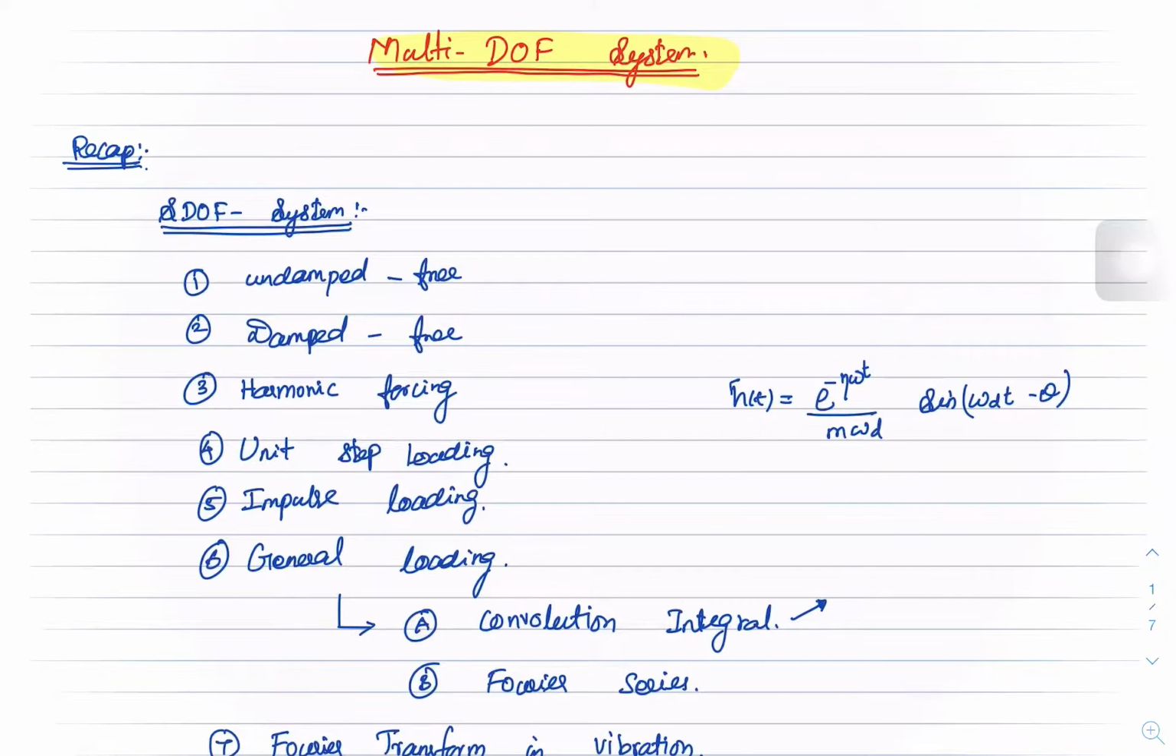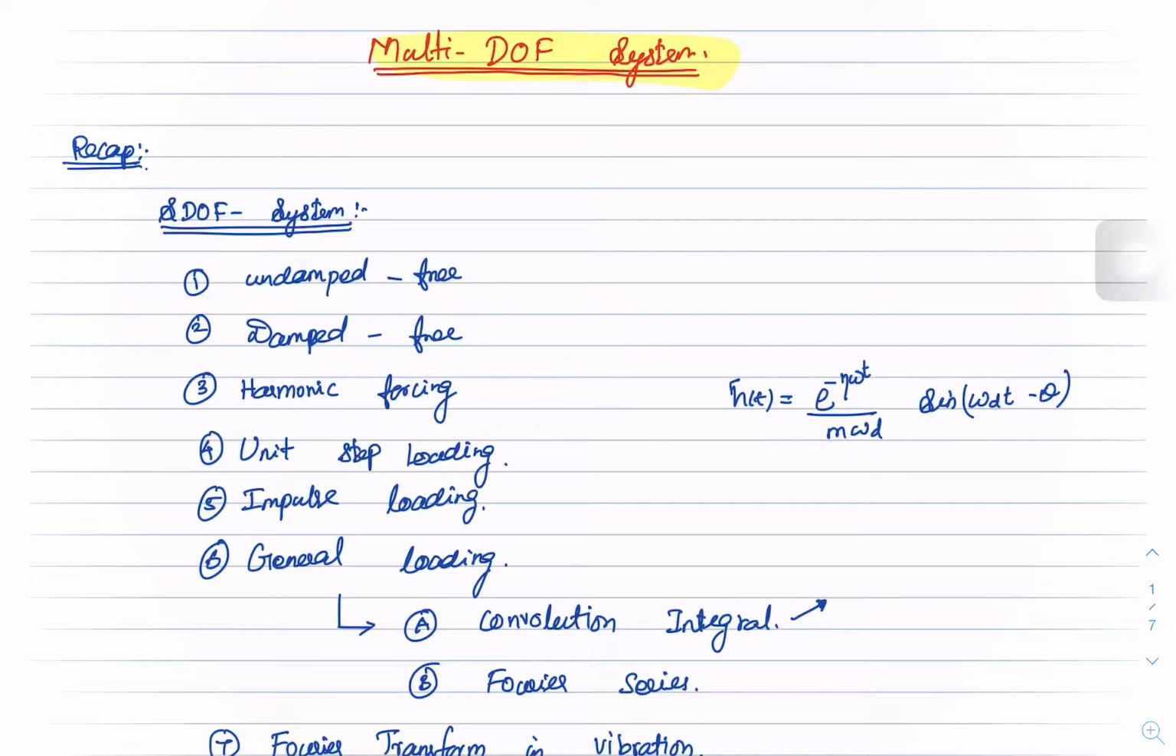Hello everyone. So in this part we are going into multi-degree of freedom system. Before getting into multi-degree of freedom system, let's recap what we have done in single degree of freedom system. In single degree of freedom system, first we considered undamped free vibration and we saw the responses, and we looked at how the signal is going to respond. Then we considered damping, so then we saw damped free vibration.